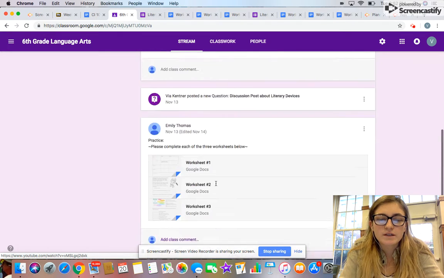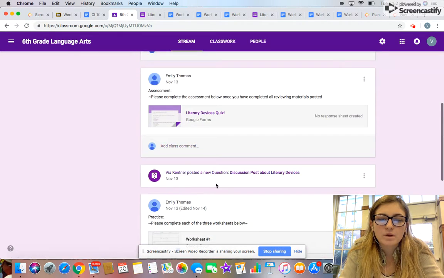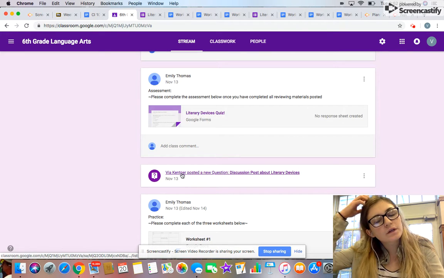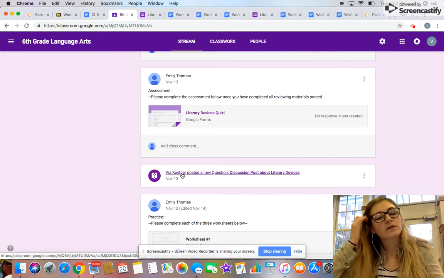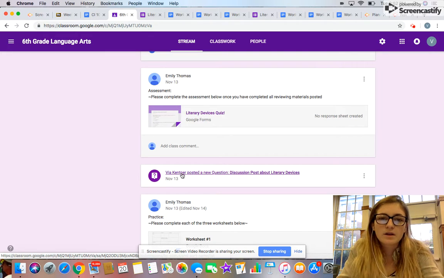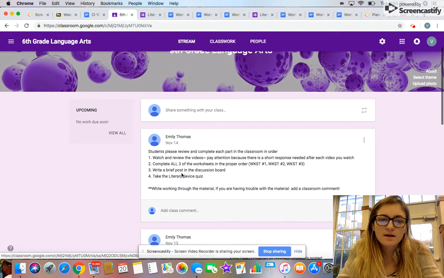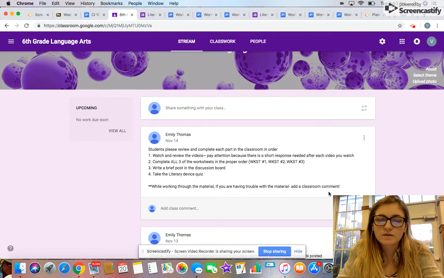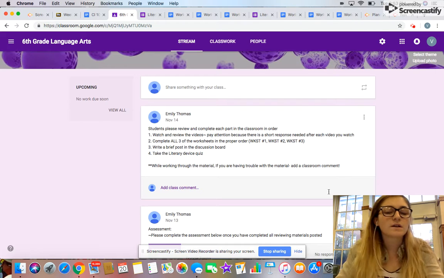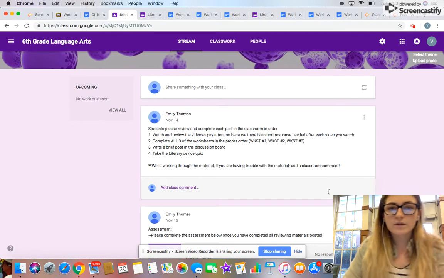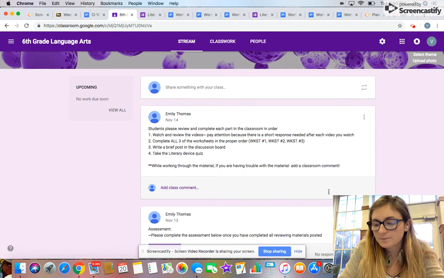For action and expression, you can use a discussion post, so they can make their own examples of literary devices, and then it says at the bottom right here, while working through the material, if you're having trouble with it, add a comment. And so when that happens, you can take that student, talk with them individually, or talk to the class about difficulties that they might be having in the classroom.